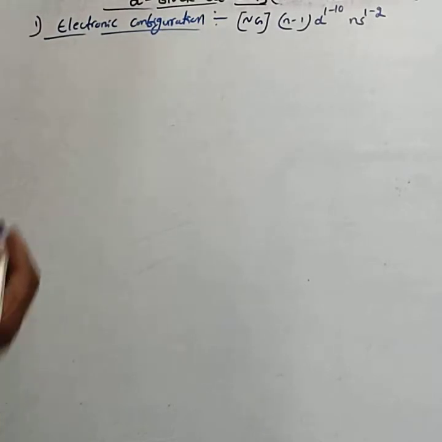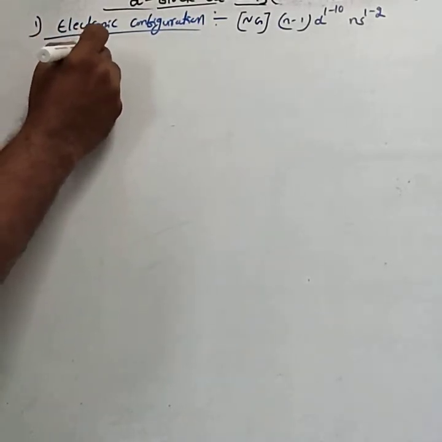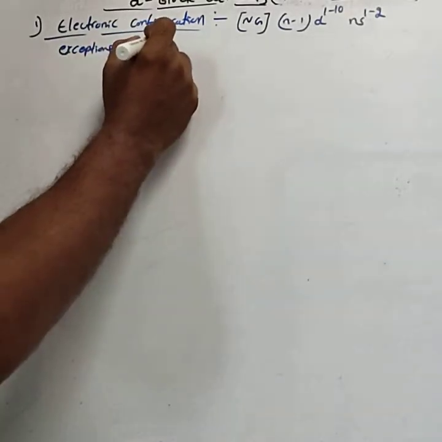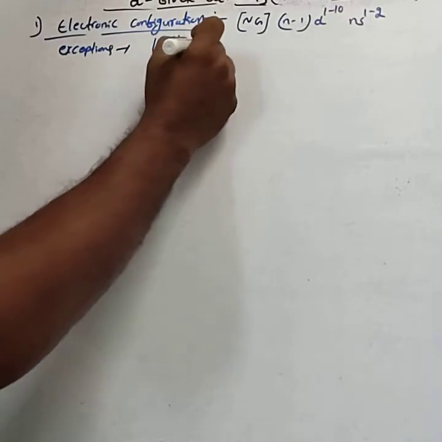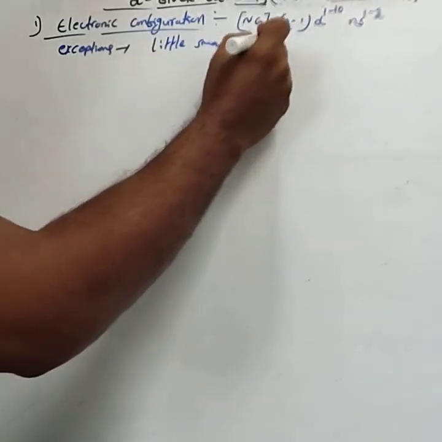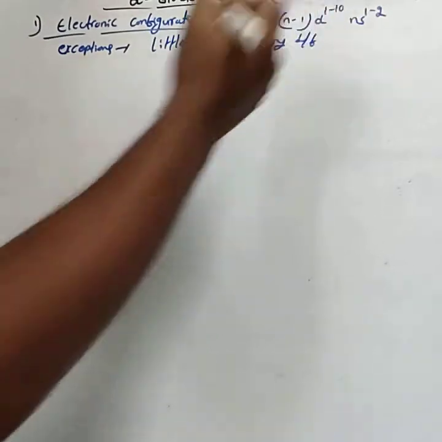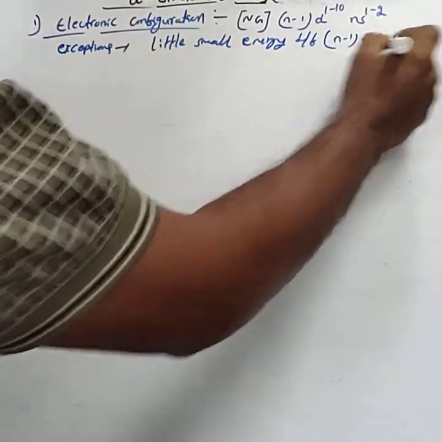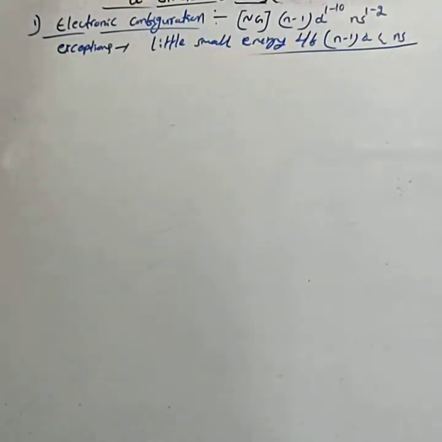In that configuration, there are several exceptions. Why are there several exceptional configurations? Because there is a small energy difference between the (n-1)d and ns orbitals. Hence, there are several exceptions in their electronic configuration.